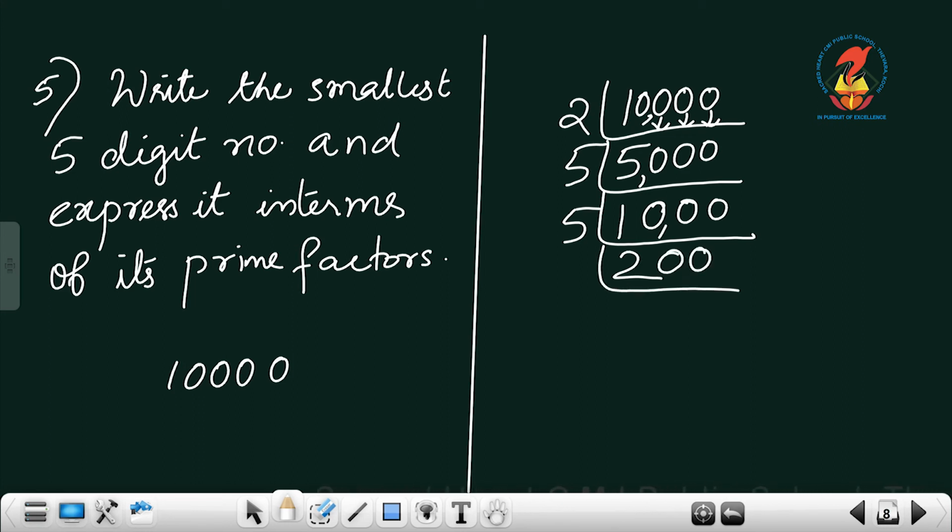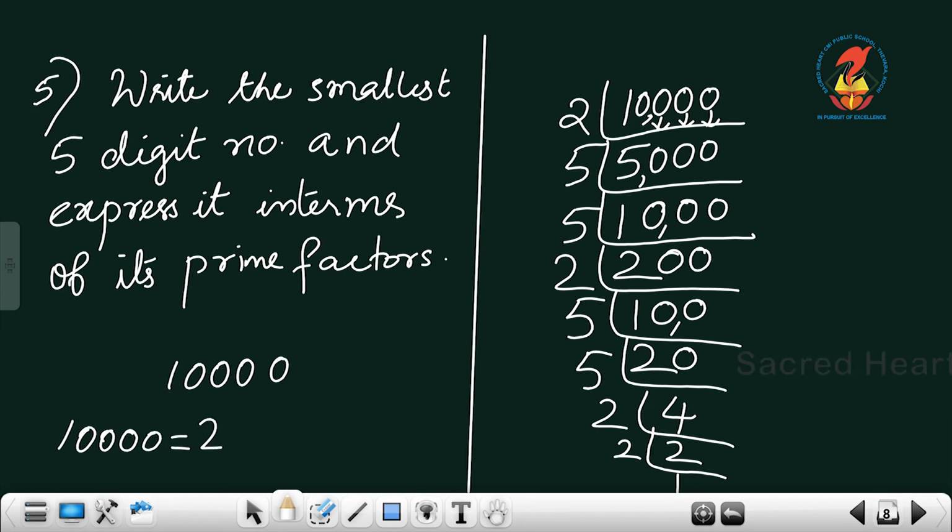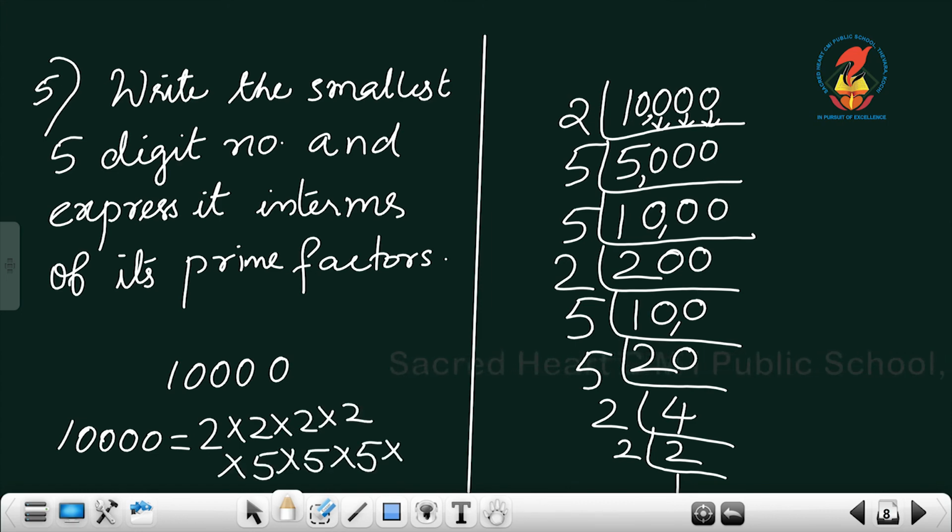Then we can use 2. It is 1 time, 100. Then we can use 5. We are taking the easiest one. 5 2s are 10, 20. So again 5 4s are 20. Then 2 2s are 4. Then 1. So we can write this 10,000 as how many 2s? 4 2s and 4 5s: 2 into 2 into 2 into 2 into 5 into 5 into 5 into 5.